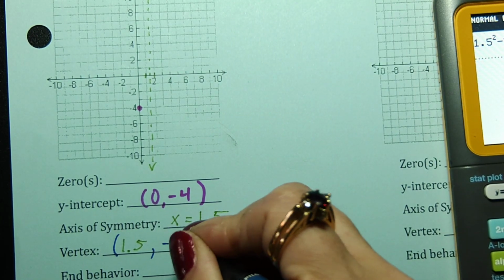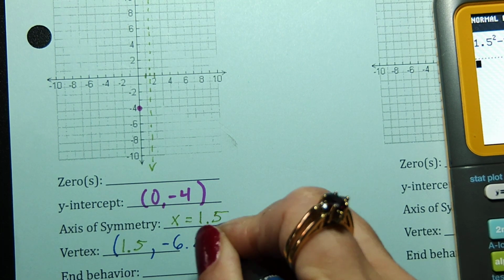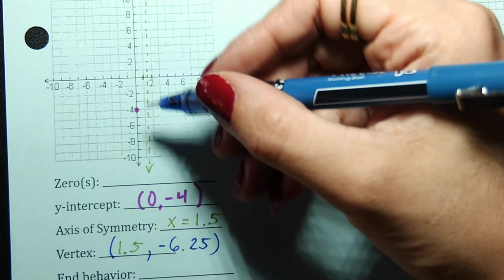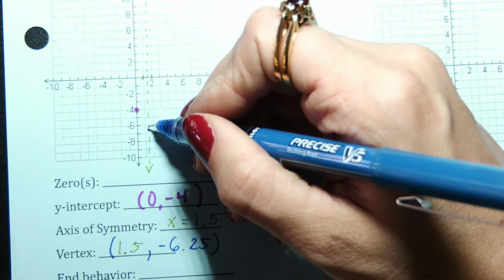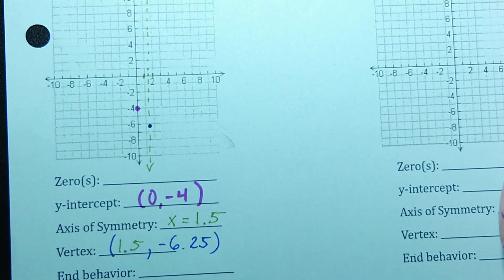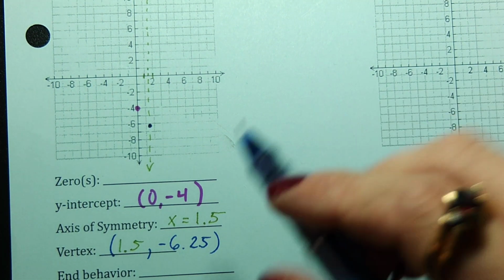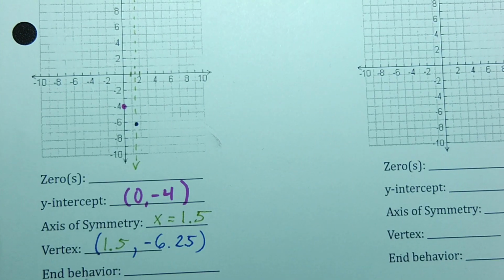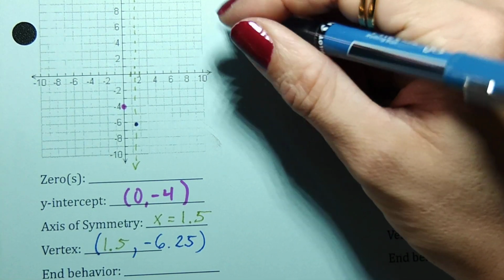So -6.25. It's rather gross, but we are going to plot that point exactly. So down 6 and then just a titch more. We want to make sure that we're not going more than halfway between the boxes. So axis of symmetry leads us to the x value of our vertex. And now we can use that to structure our table.